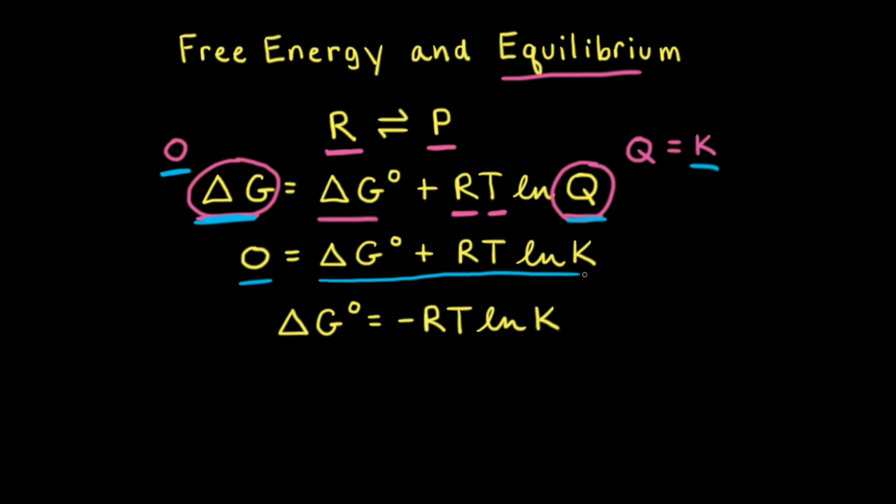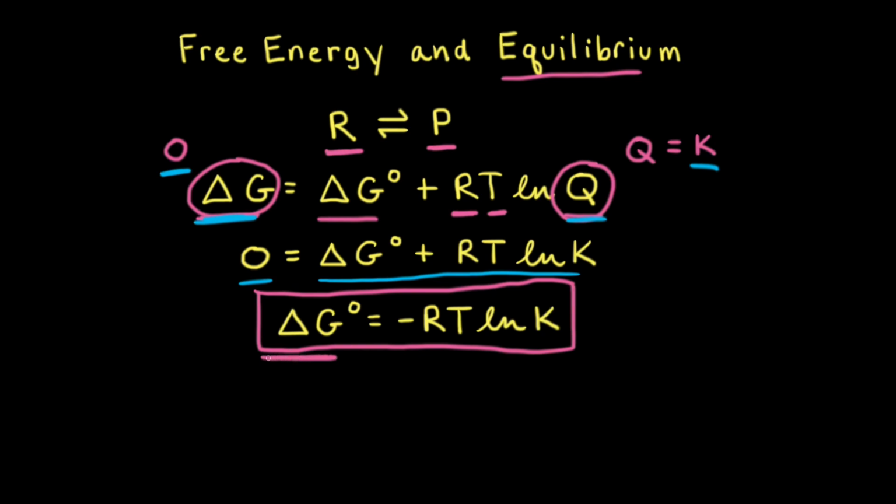If we subtract RT natural log of K from both sides, we get ΔG naught is equal to negative RT natural log of K. This equation is extremely useful because now we have a relationship between free energy and equilibrium. If we know the standard change in free energy for a particular reaction at a particular temperature, we can calculate the equilibrium constant for that reaction.